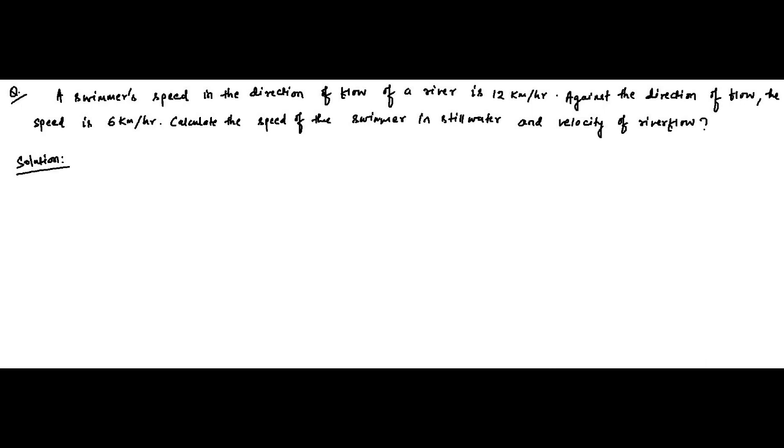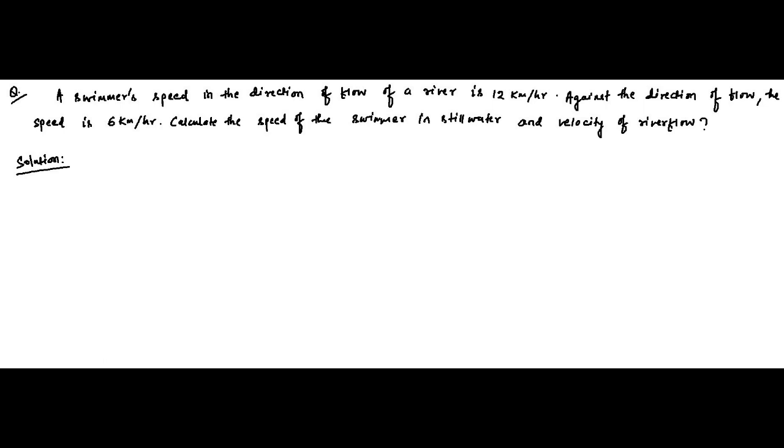So here is another question on relative velocity. The question is that a swimmer's speed in the direction of flow of a river is 12 kilometers per hour, and against the direction of the flow the speed is 6 kilometers per hour. Calculate the speed of the swimmer in still water and the velocity of the river flow. Okay, so this is one particular type of question.